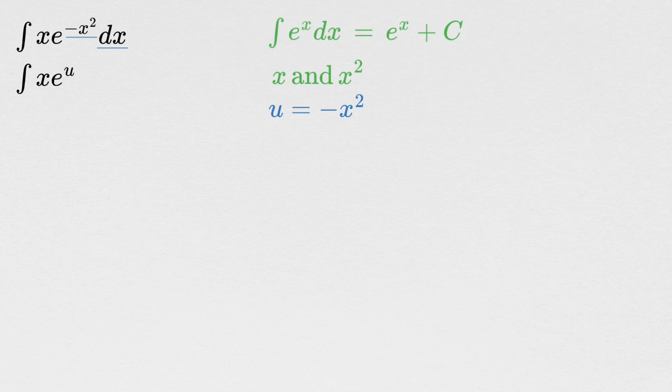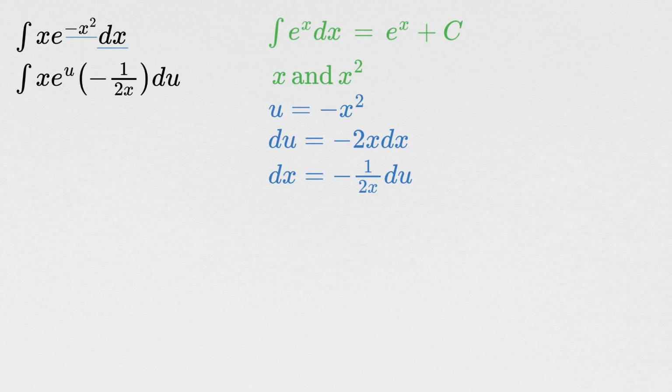To replace dx, we follow the same process as the last problem. We differentiate both sides of u equals negative x squared with respect to x, and then multiply by dx, giving us du equals negative 2x with a dx tacked on. Then we solve for dx, getting dx equals negative 1/(2x) du. Substituting this for dx gives us the integral of x e to the u times negative 1/(2x) du.